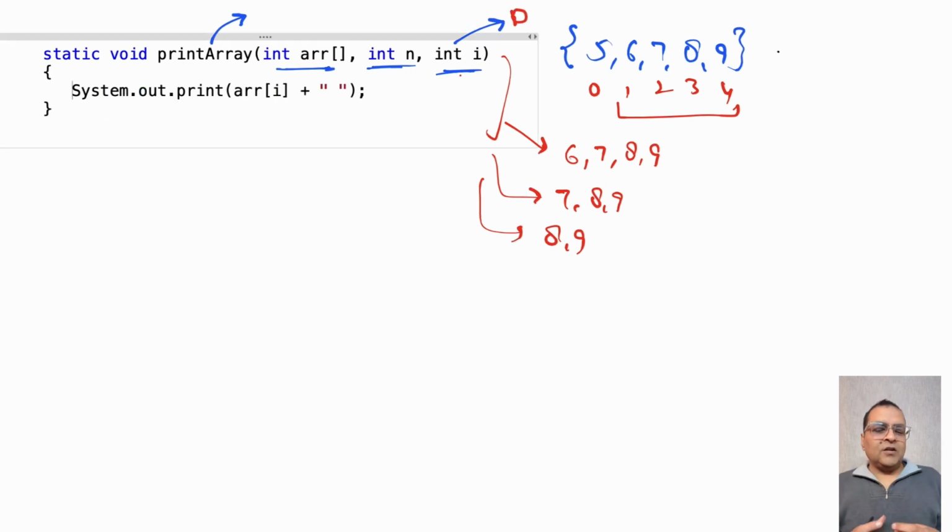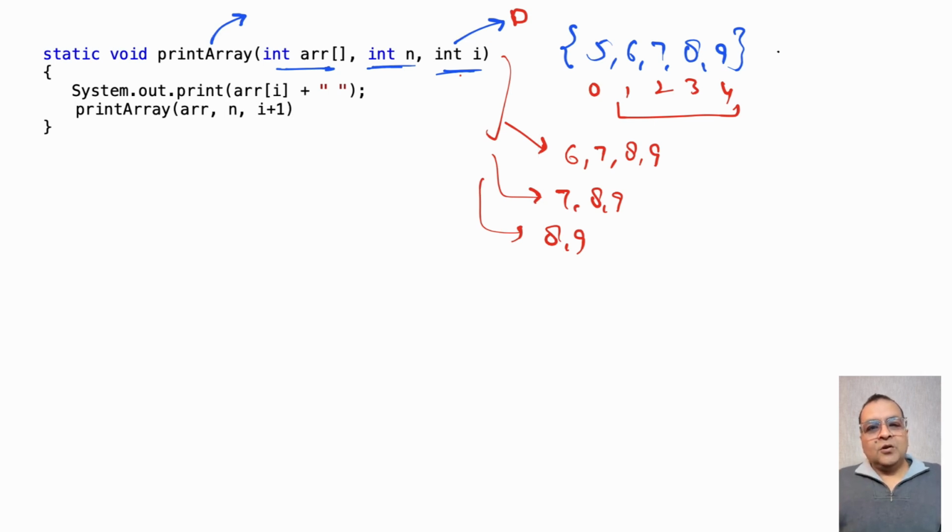Now, as you know that recursion only solves one layer of the problem and the rest of the solution is delegated to recursion. So, this function will print the ith element of the array and then it will call the same function, print array arr of size n starting from index I plus 1. When we call the function for 0, this function prints 5 and then it calls the function for I equal to 1, which will be responsible for printing 6, 7, 8, 9.